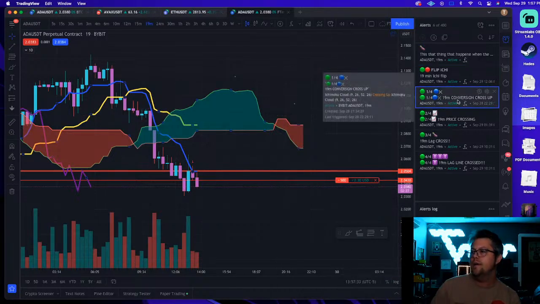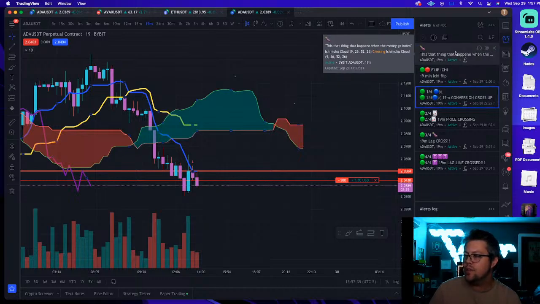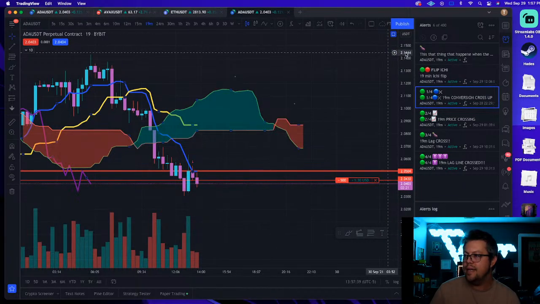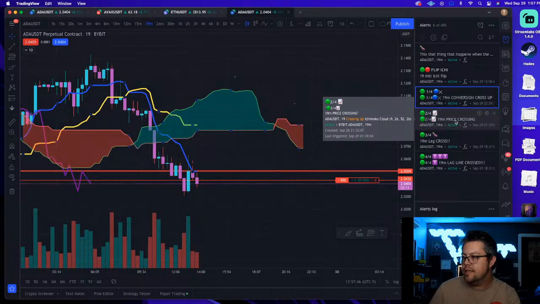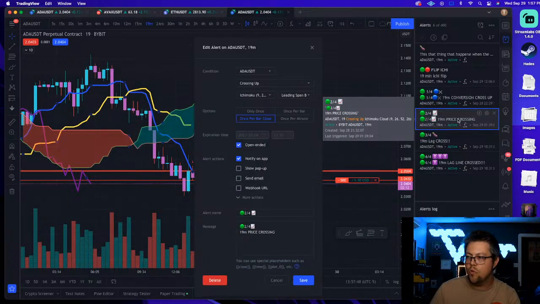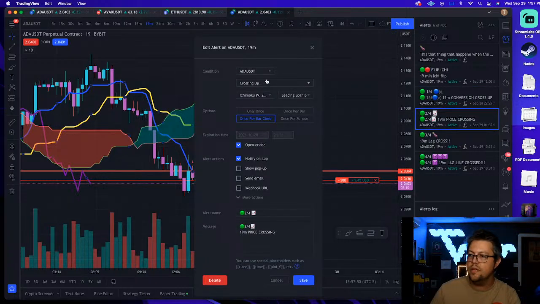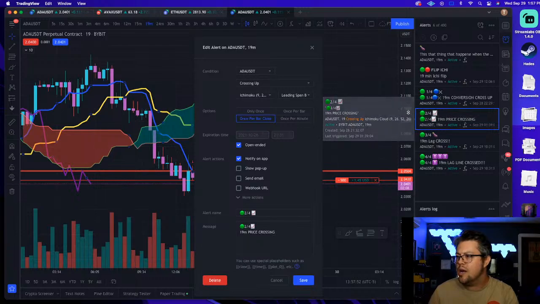Okay. And now I've got that alert. So anytime that happens, I'm going to get that pop up. It's going to tell me about that, and it's going to tell me that this is that thing that happened when that money go boom. That's important. And so the next thing is our second of the 4 items, and that's going to be our price crossing.